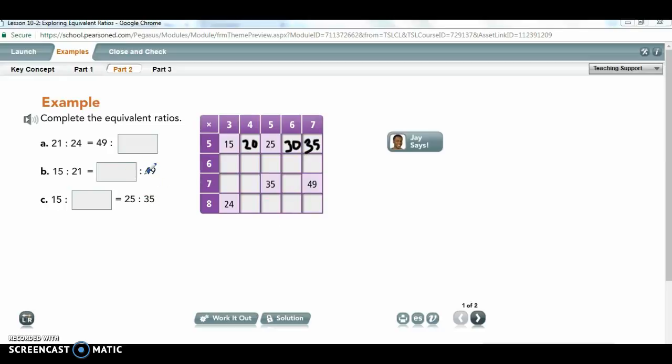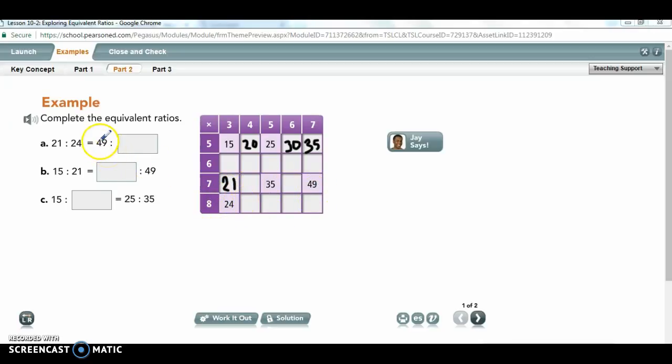Or another way we can look at it is only fill in the numbers that we need. So 21 and 24. I need to find where 21 and 24 fall. 8 times 3 is 24. And I also know that 3 times 7 is 21. So I will add this number in. And I know that any of these are going to be equivalent ratios because they fall within the same rows.